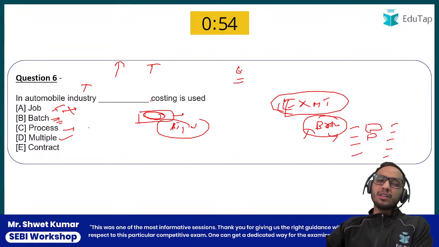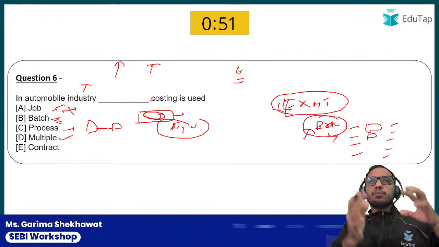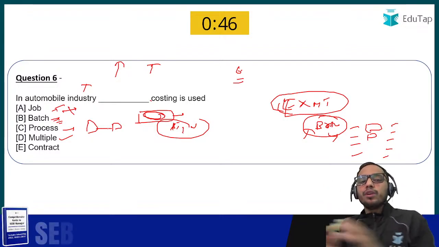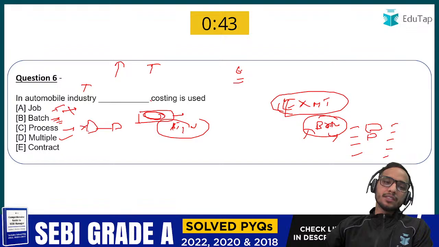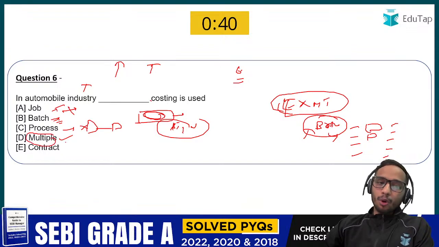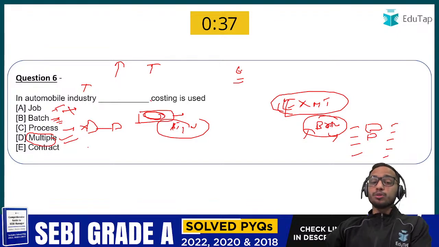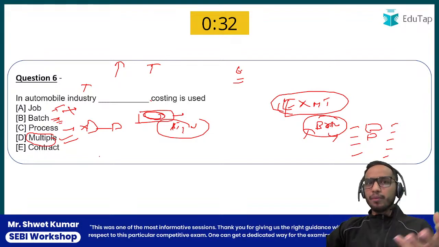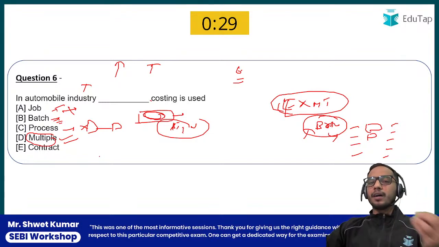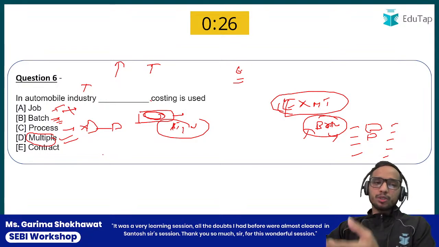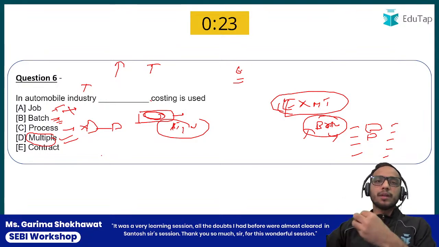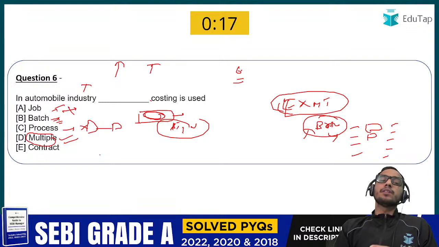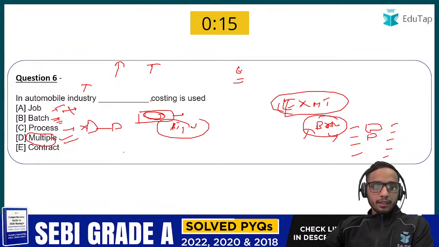Process, not really. Why? Because process is something in which similar products are manufactured by passing them through several processes. Only uniform products are there, na? So process costing can't be the answer. So the answer would be multiple costing, because you have different operations while manufacturing the car. You are assembling components, making the engine part, and so on. So sometimes process costing is used, sometimes batch costing, sometimes job costing. The combination of different methods is used in the automobile industry. Therefore the correct answer would be D, that is multiple costing.